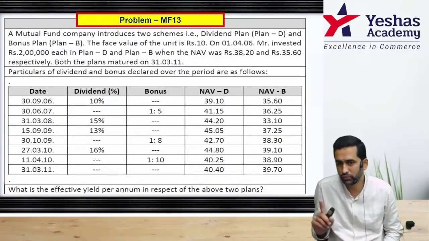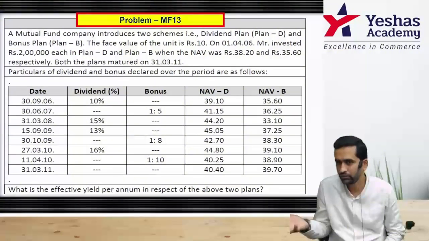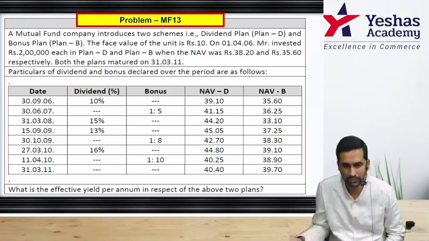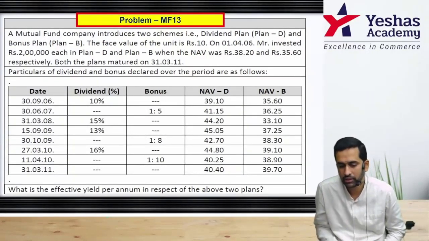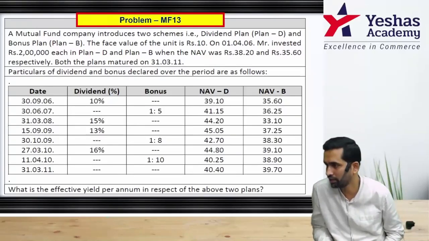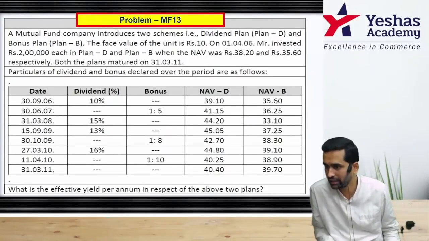But that total profit is not for 1 year. You started this on 1/4/2006. So 2007, 8, 9, 10, 11, that is 5 years. Then the question is annualized, so you can take it divided by 5, or 60 months and then 12 months. That is for dividend. In the same way for bonus plan, you have to find out bonus here 3 times, 1 by 5, 1 by 8 and 1 by 10, and everything is finally sold on 31st March when the rate is 39.7. Again here you will get total return. You have to then calculate annualized return.